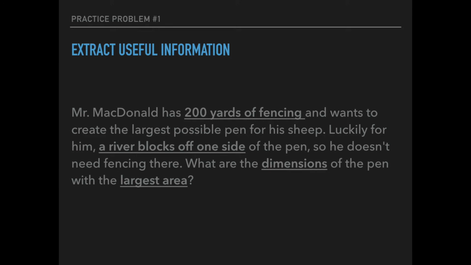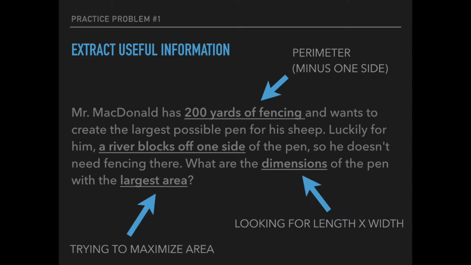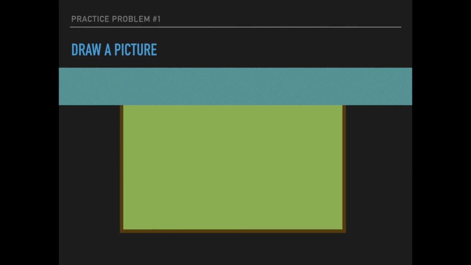According to our list of steps, the first thing we need to do is extract useful information. Here, we can see that McDonald has 200 yards of fence. We'd call this the perimeter, but the river happens to block off one side perfectly, so it's really just 3 of the 4 sides. We're also looking for the largest area, which sounds like what? You guessed it, the maximum area of a function. After that, it generally helps to draw a picture. We can illustrate the river on top with this lovely and very realistic blue rectangle and the fence making the other 3 sides. Here's also a good place to introduce some variables, L for the length of the fence and W for its width.